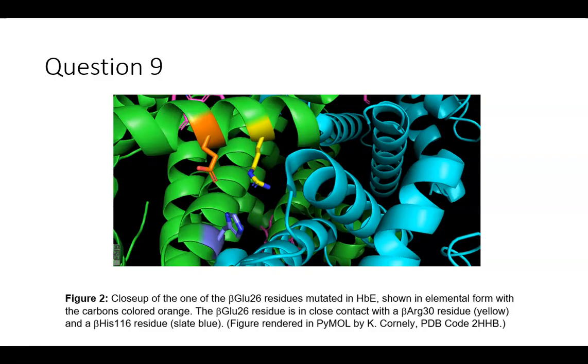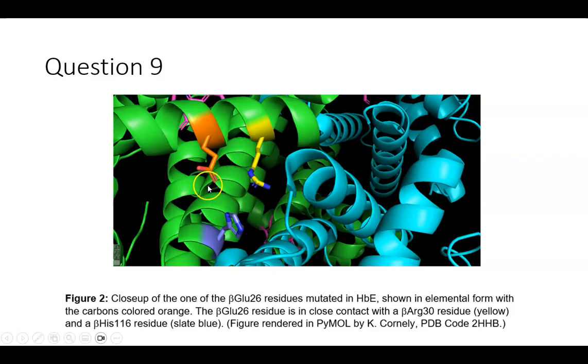Okay, question 9. I don't have the crystal structure. I don't even know if it exists of this hemoglobin E, where the glutamate is mutated to a lysine, but I was able to just pull up on PyMOL from the Protein Data Bank just normal deoxyhemoglobin. And here's the glutamate that I'm circling right here in orange. And nearby, you can see that this is an arginine, which is shown in yellow, and you can see a histidine, which is shown in slate blue.